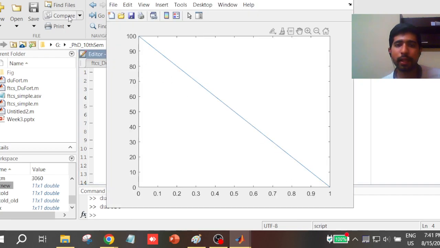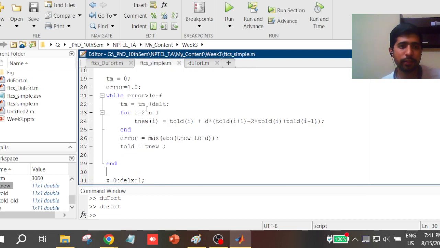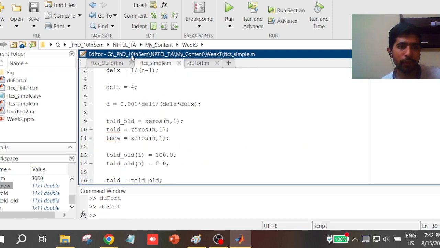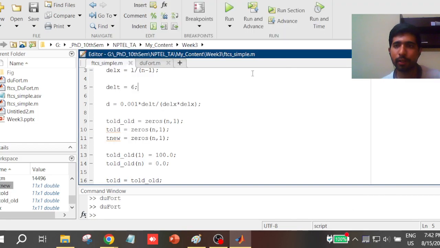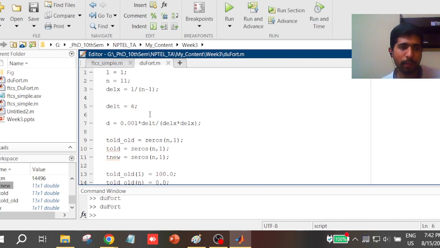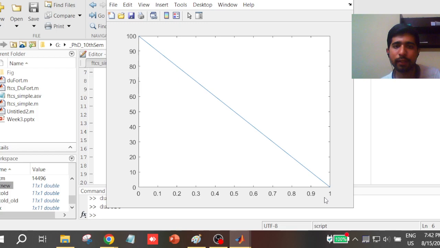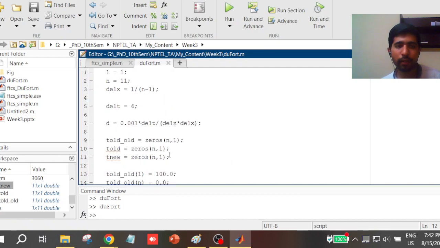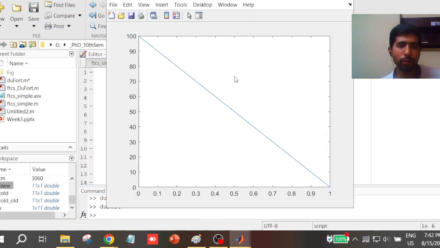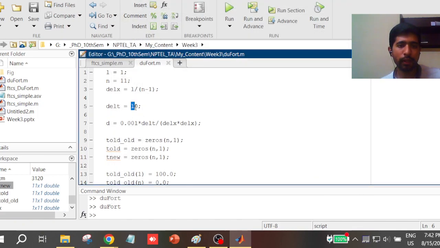Now let us see what will happen with Dufort. So still you are getting a straight line, right? Whereas with this 6, if I put 6 in the simple FTCS, you ended up with a divergence. That is why you are not getting any values here. You will get NaN values. Whereas with the same delta t is equal to 6, I am able to get a straight line. So are you able to appreciate this point that even with a higher time step, I am able to get a comparable solution with the analytical one? Still I am getting a good solution with any delta t.